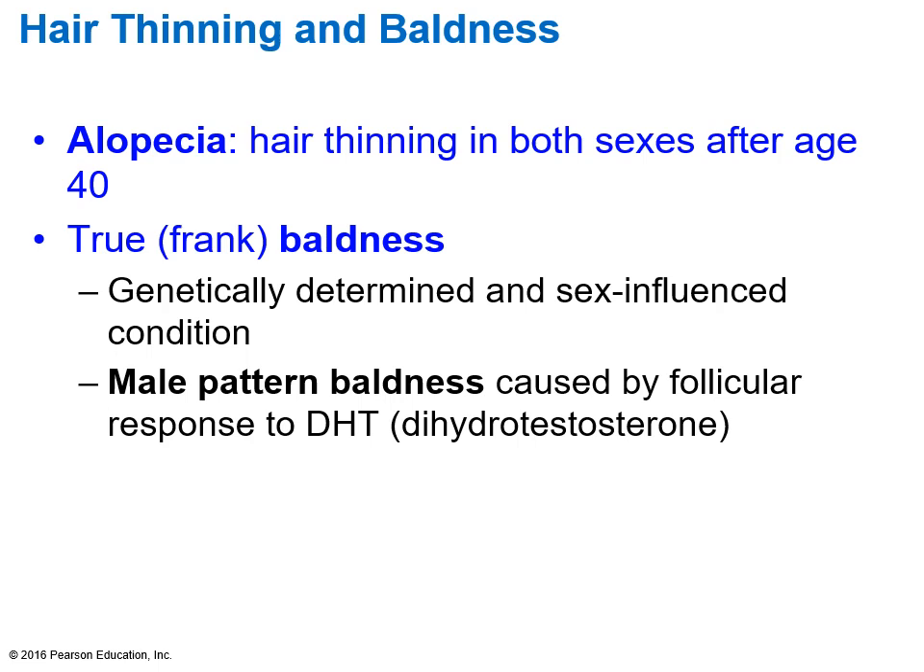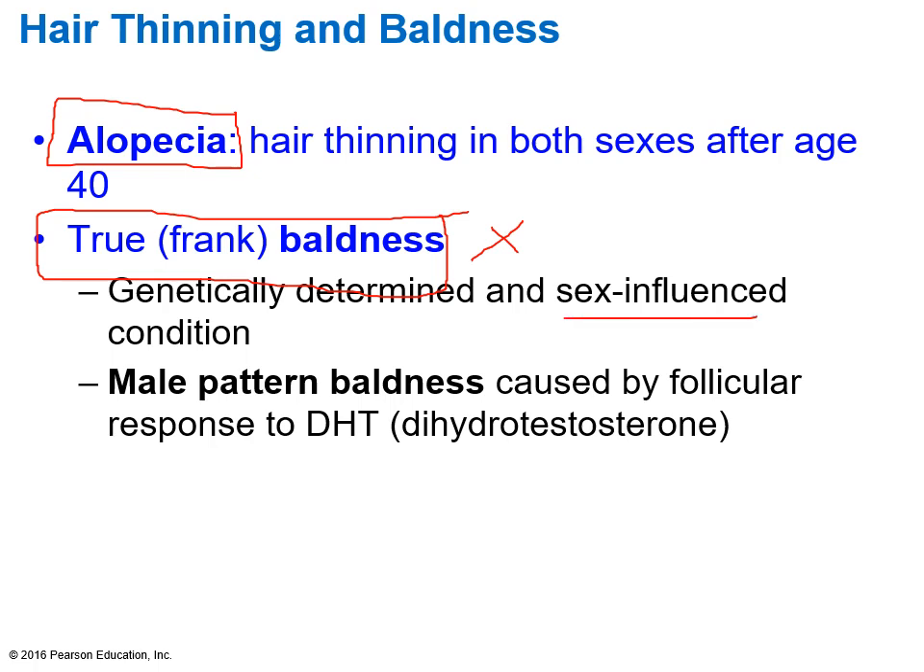A few terminologies to take a look at for our clinical application for hair. Alopecia, in a scientific sense, means that there is hair thinning that comes into play after the age of 40, and this can affect both males and females. True baldness is a genetic disorder that involves a mutation on the X chromosome, so it is sex influenced. Now, the interesting part is that even though it's on the X chromosome, and women have two X's versus one X for males, true baldness actually affects more men than it does women.